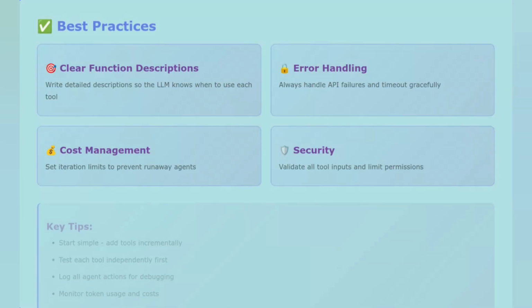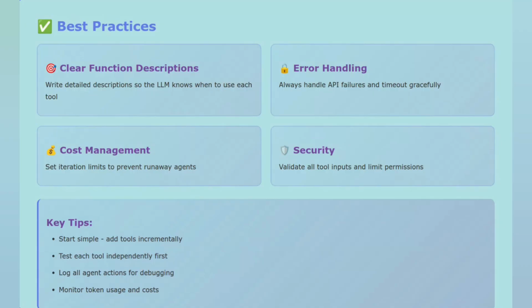Before we wrap up, let me share some critical best practices I've learned building these systems. Clear function descriptions. This is huge. The quality of your function descriptions directly impacts how well the LLM chooses the right tool. Be specific. Include examples if needed. Error handling. Always handle API failures gracefully. Your agent will call external services that can fail, time out, or return errors. Handle these cases explicitly.